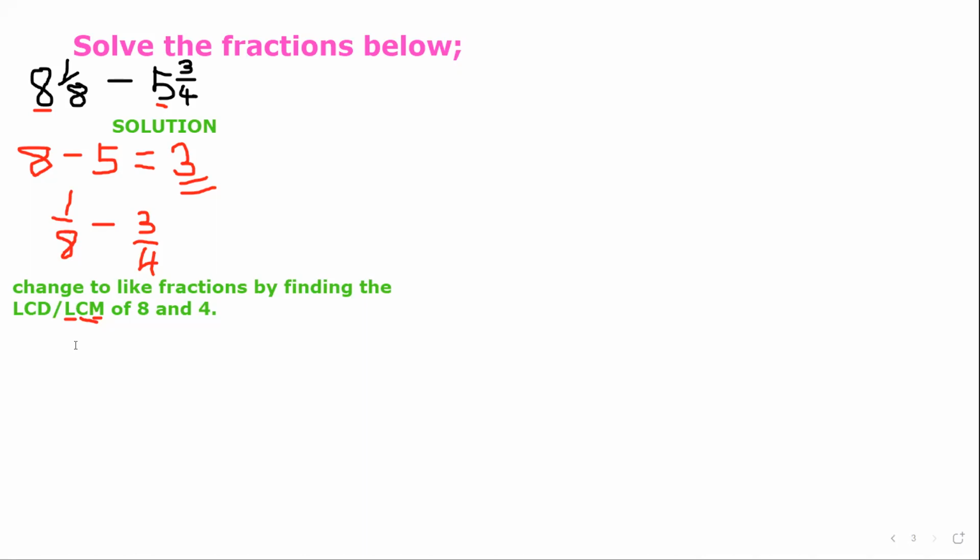Or you can easily use the prime factorization method to also find your LCM. Okay, then you construct your nice table where you have the 8 and the 4 here. Okay, you construct a nice table for them.